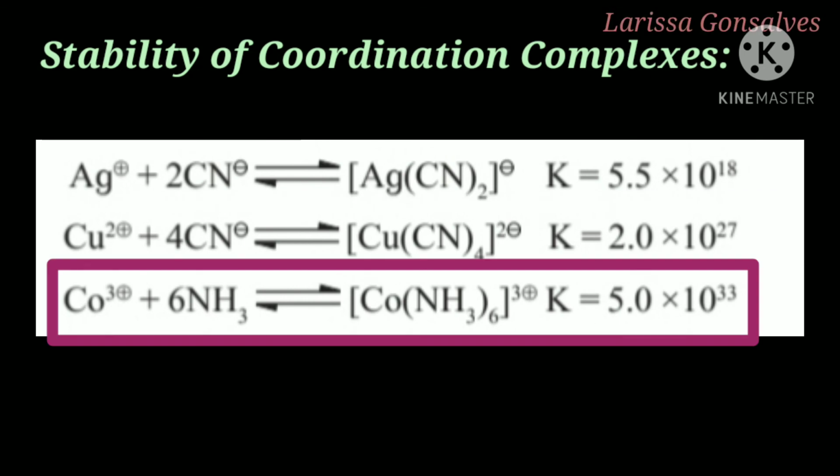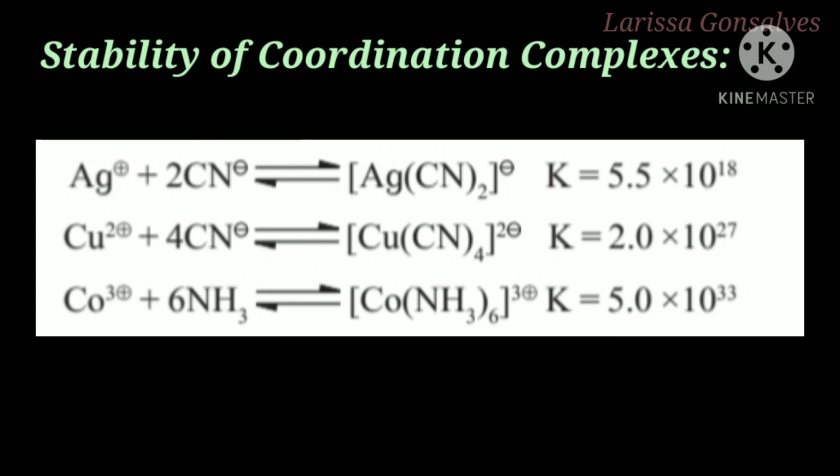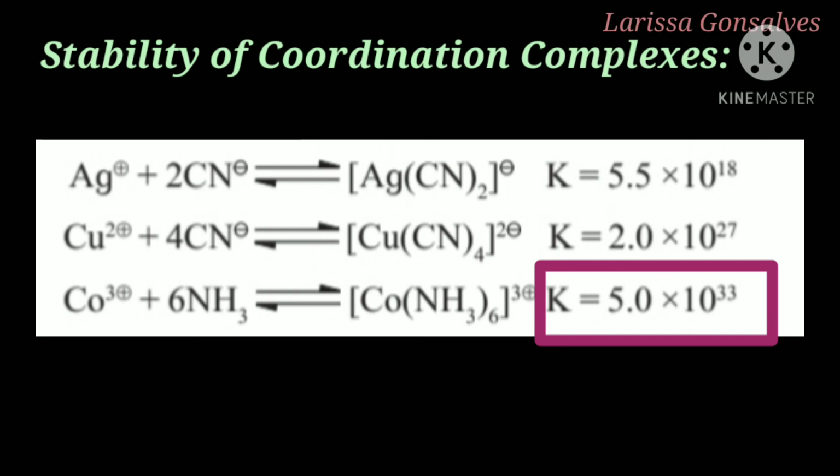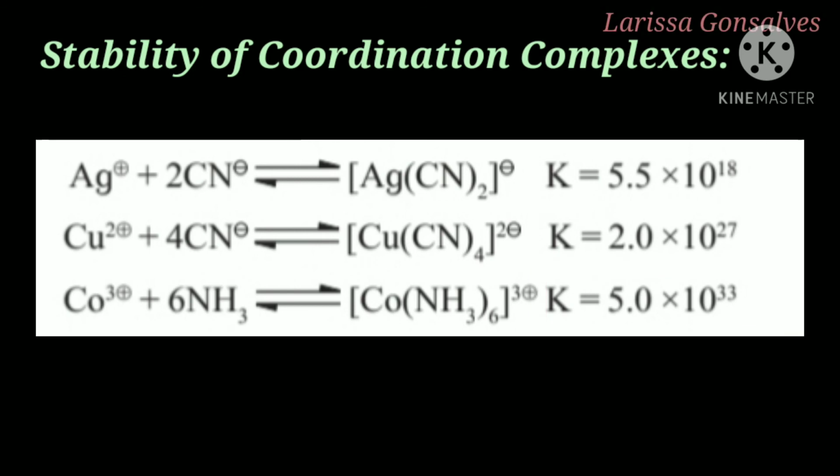The third example is cobalt, that is Co3+ ions, which react with 6 times ammonia to give the formation of [Co(NH3)6]3+, and here the equilibrium constant is found to be equal to 5.0 x 10^33. So if we compare the three values of the equilibrium constant here, it is very much evident that [Co(NH3)6]3+ is going to be more stable when compared with the coordination compounds formed with the help of copper and silver.